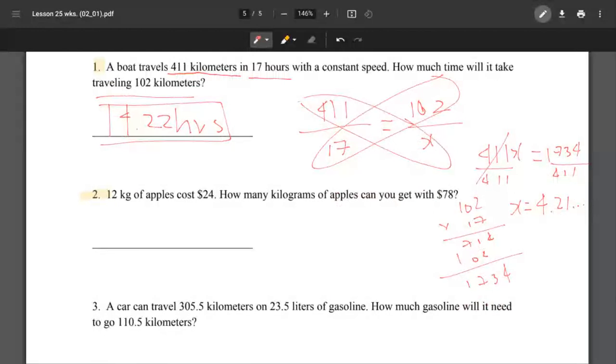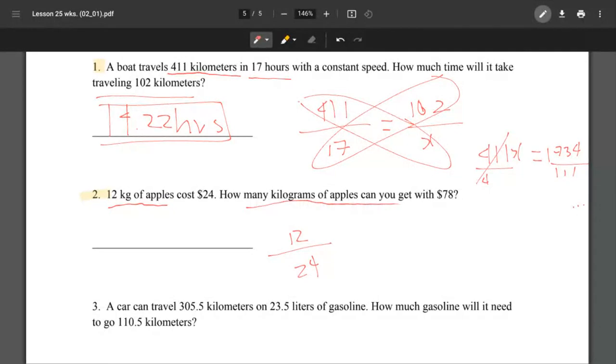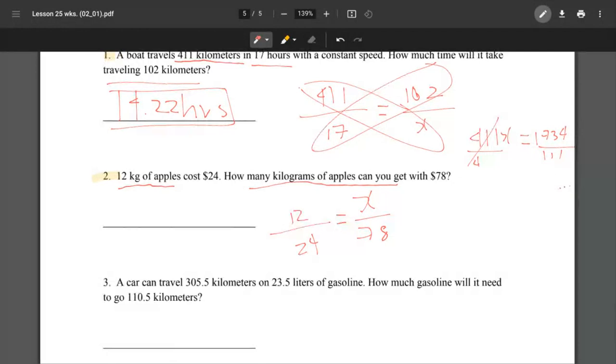Okay, well, how about number two? So let's erase all this. And number two says 12 kilograms of apples cost $24. How many kilograms of apples can you get with $78? So with $78, right? How many kilograms of apples can you get?